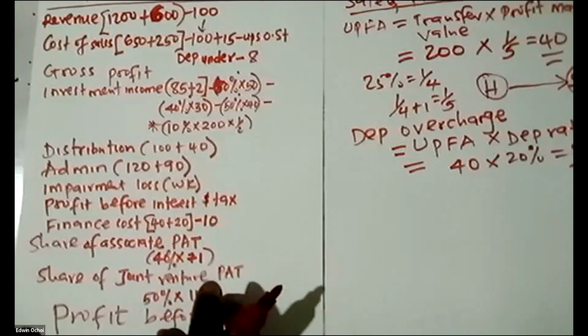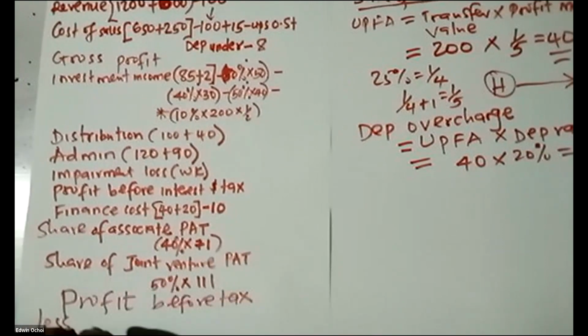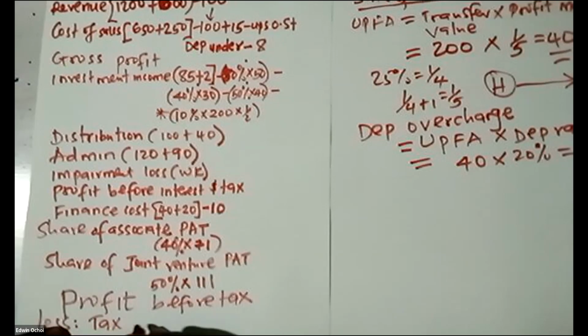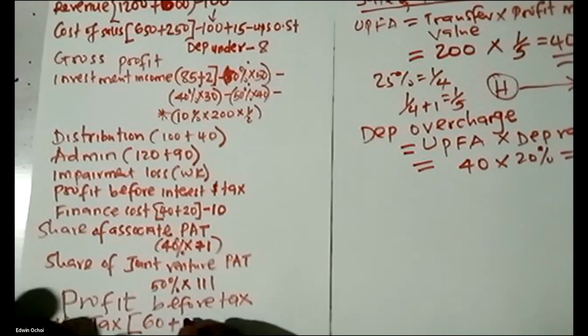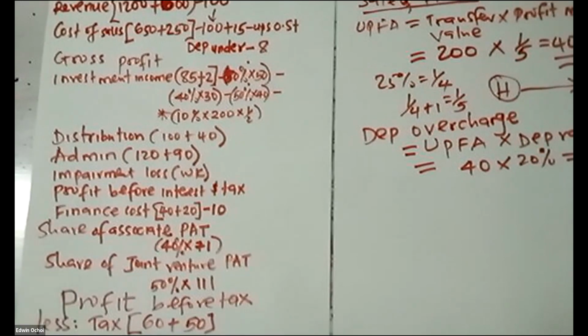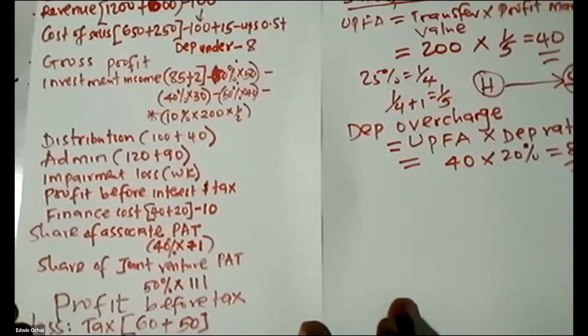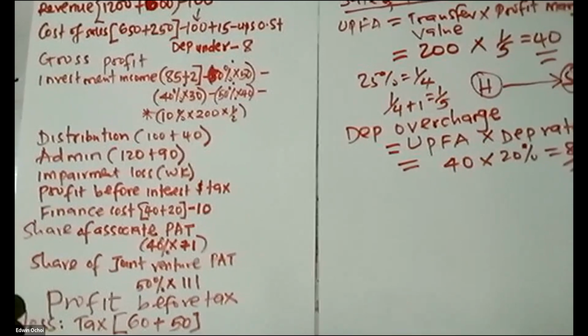I'm saying profit before tax because we have not considered the tax of the parent and that of the subsidiary. So raise tax. So the tax I have to raise here is only for the parent of 60 and that of the subsidiary. Because for the associates and joint ventures, we had already considered the tax. Because the parent took the profit after those two entities had paid tax. So after that, we get a profit after tax.